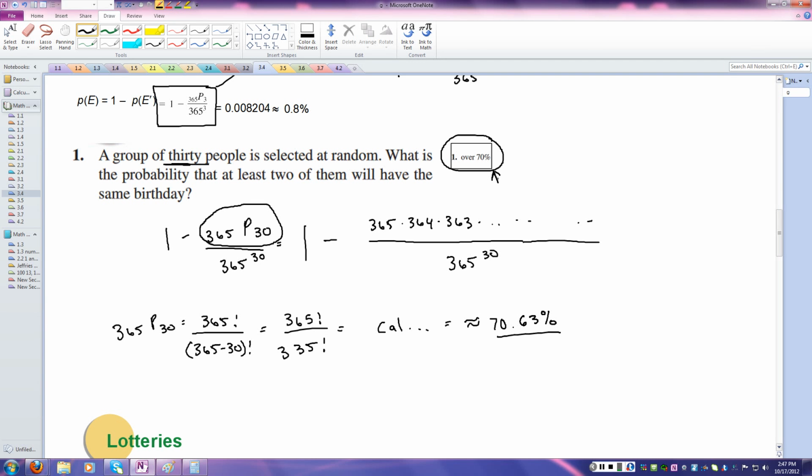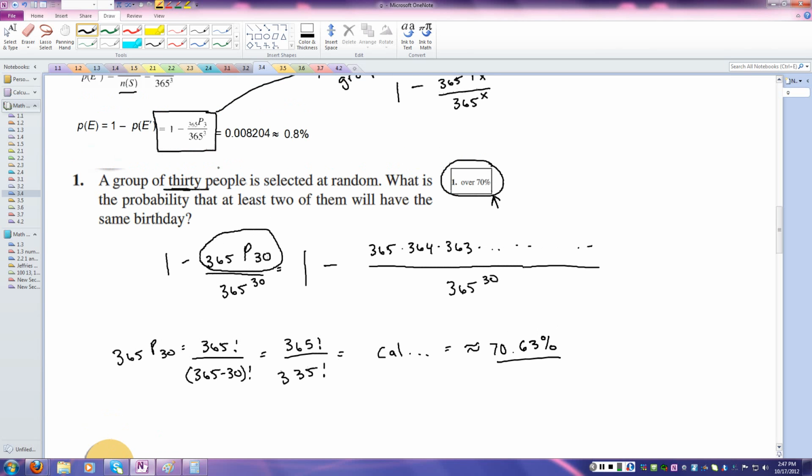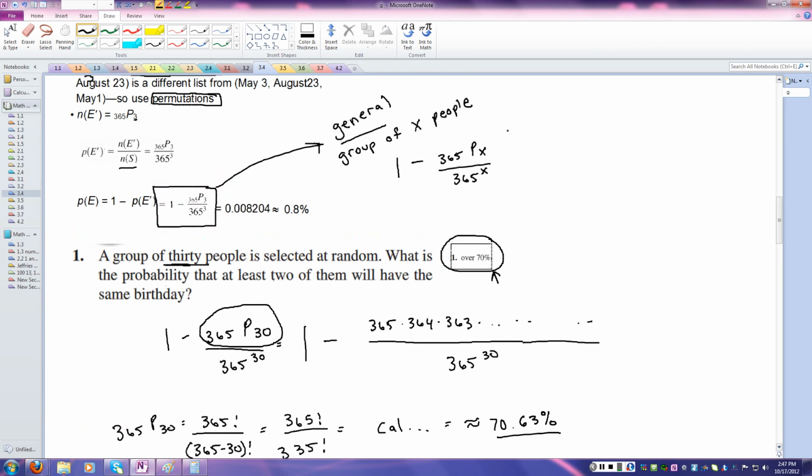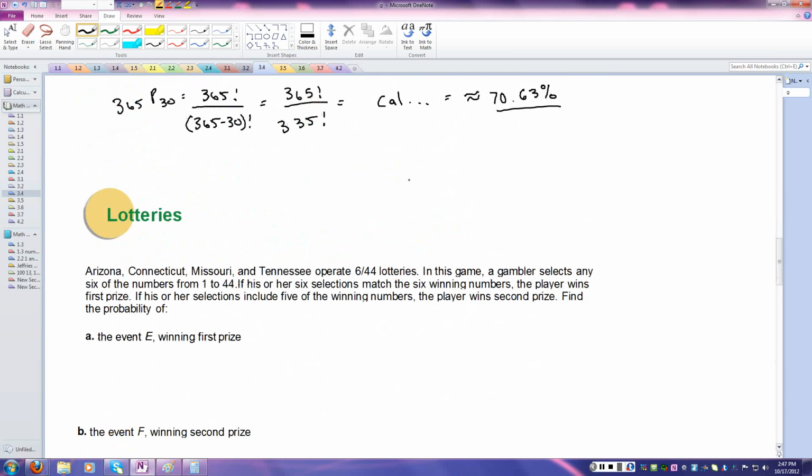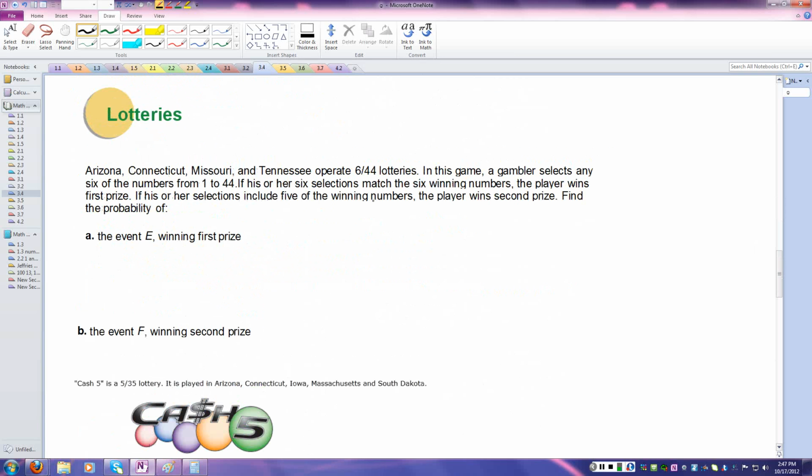So you're going to have problems, maybe they're 28, 27, 31, 32. You're going to do along the same work. So you want to remember this formula here and be able to calculate them and put them in your calculator correctly. So moving on, the next type of problem we have are potentially lottery problems.